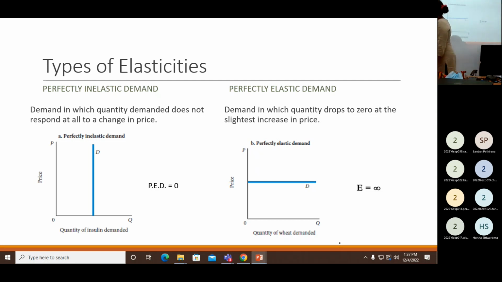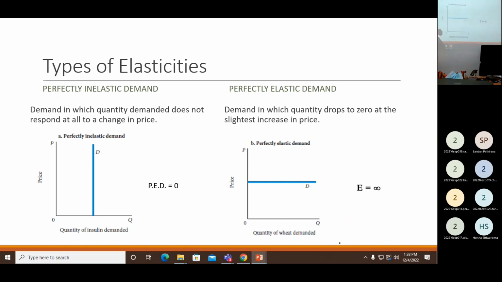So PED 0 means demand in which quantity demanded does not respond at all to a change in price. However much the price changes, quantity demanded is fixed. It will never respond, right? So this is a demand curve, but in terms of quantity demanded, it's fixed. The price could go anything above, but quantity demanded will never change. It will always be fixed, right?